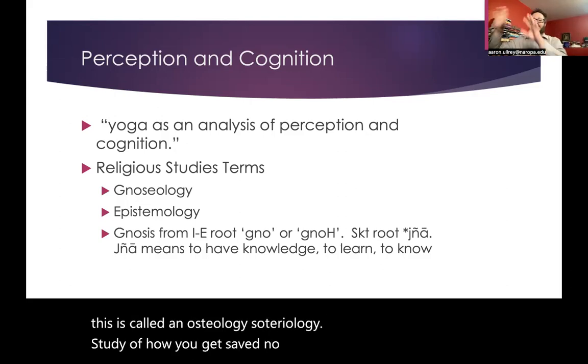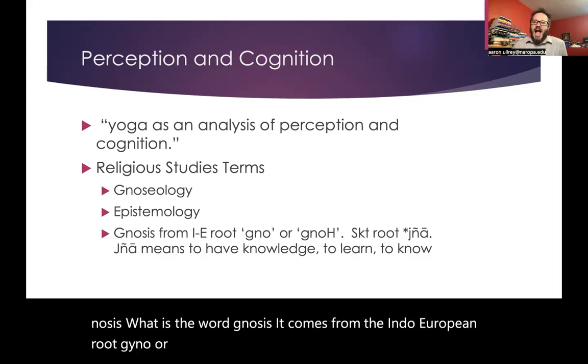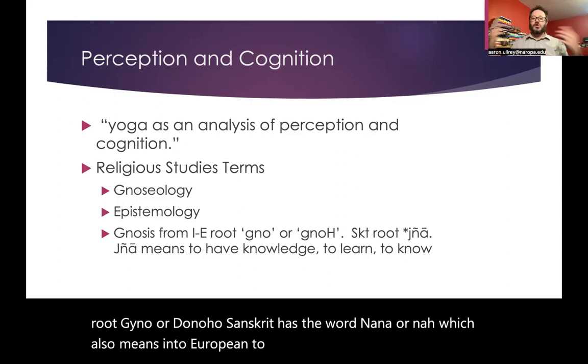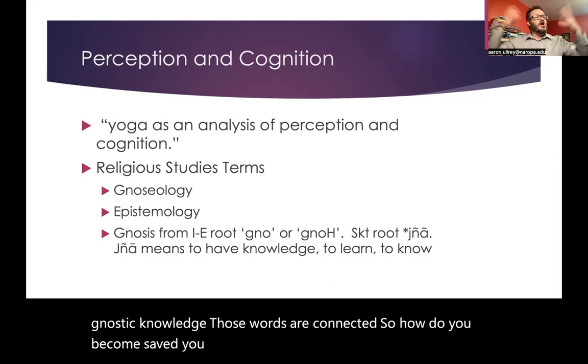Gnoseology is you are saved by gnosis. What is the word gnosis? It comes from the Indo-European root gno or gnoho. Sanskrit has the word gnana or gna, which also means, from Indo-European, to have knowledge, to learn, to know. So Gnostic, knowledge. Those words are connected. So how do you become saved? You have proper knowledge of the world.